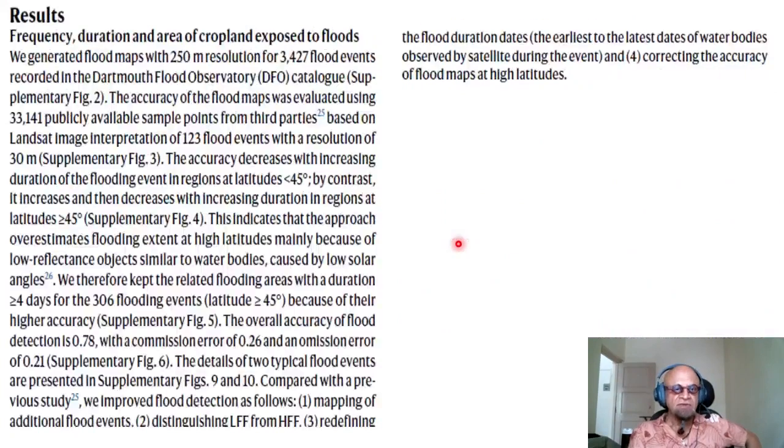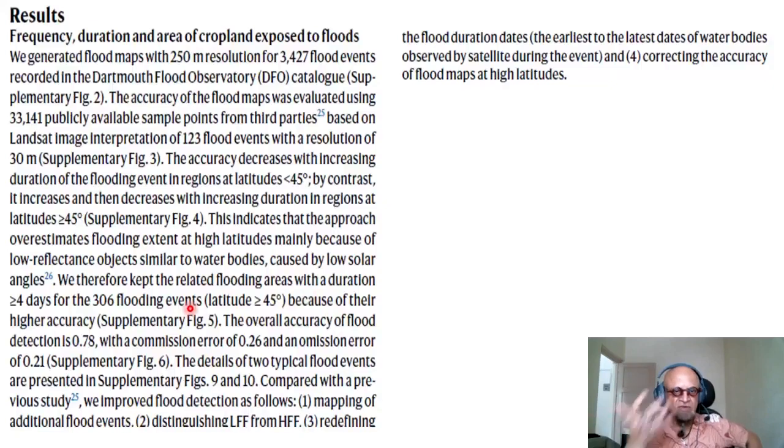Okay, so we'll just look at figures as results: frequency, duration, and area of cropland exposed to floods. So they generated 250-meter resolution maps for a large number of flood events over the period. Accuracy of flood maps was evaluated, and indicates that their approach overestimates flooding extent at high latitudes, mainly because of low reflectance objects similar to water bodies caused by low solar angles.